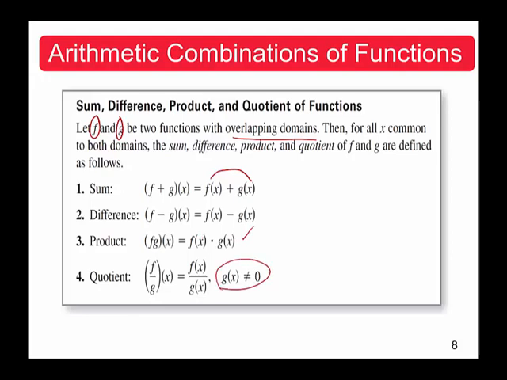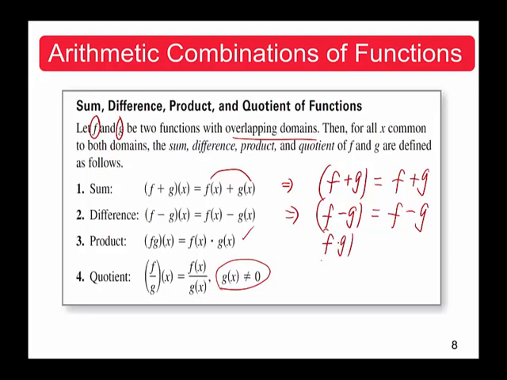And sometimes you also see people skip the parentheses and just write f plus g, so you know that it's function f plus function g. F minus g is function f minus function g. F times g becomes f times g. And this is regular notation, and this is function notation. Left is the function notation.